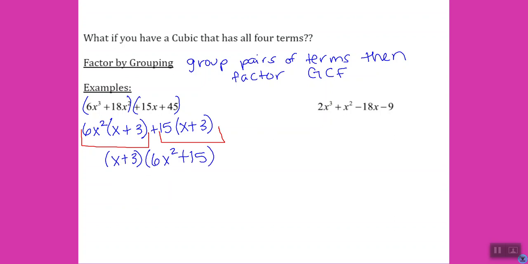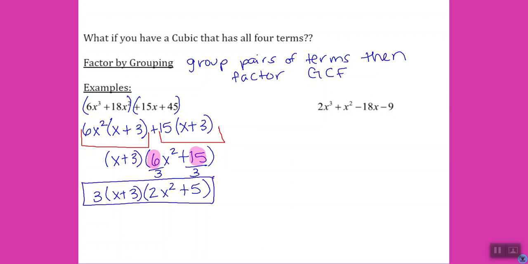But what do you notice about 6 and 15? They have a common factor of 3. If I divide out 3, we typically write that out front, I'd be left with 2x squared plus 5. And that's my final answer.